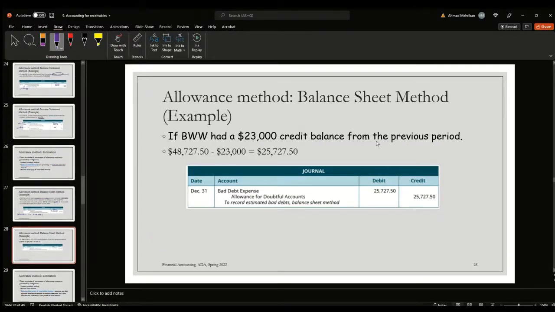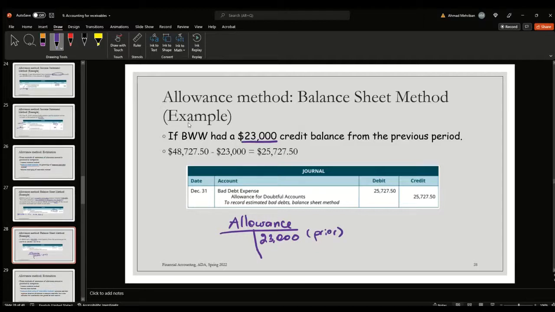So earlier we assumed that there was a zero balance in our allowance. Now we follow with an example where there was already a balance from the prior year of $23,000 in the credit balance. So if we look at it in a T account shape, this is an allowance account, and it had 23,000 already from the prior year. The balance is 23,000 on the credit side.